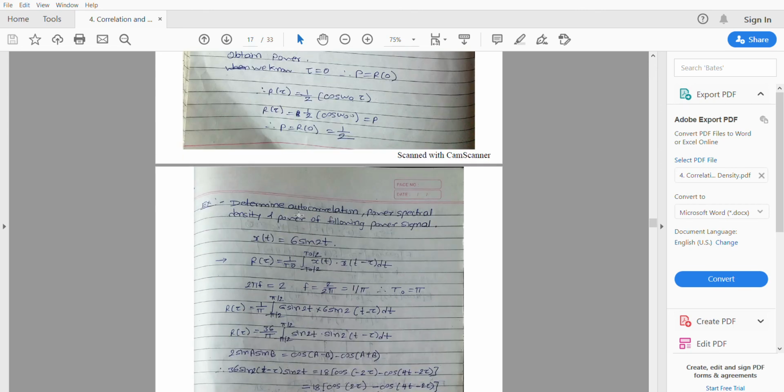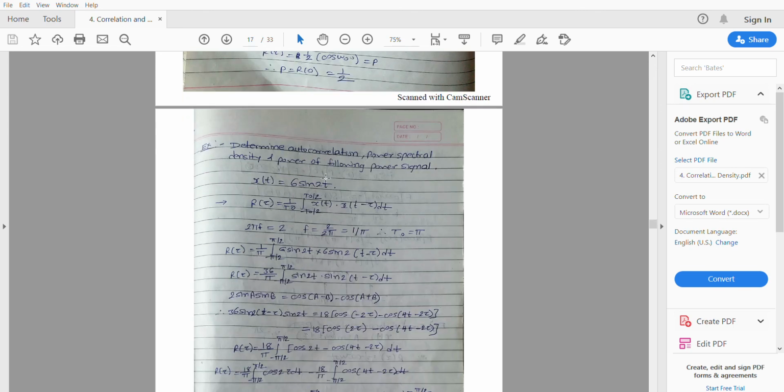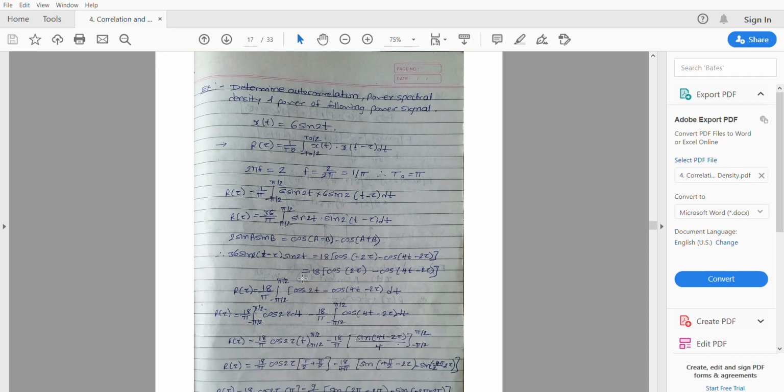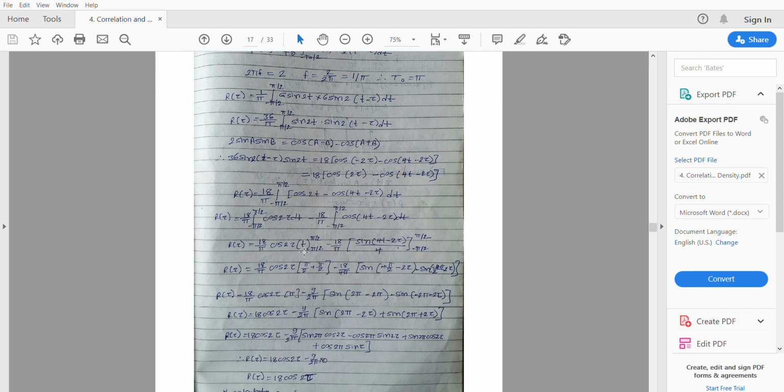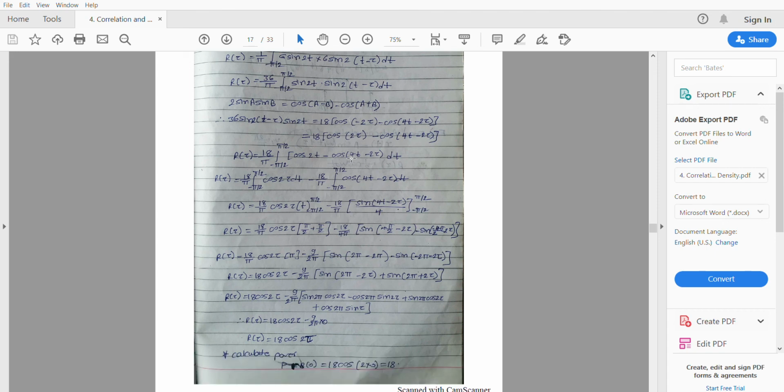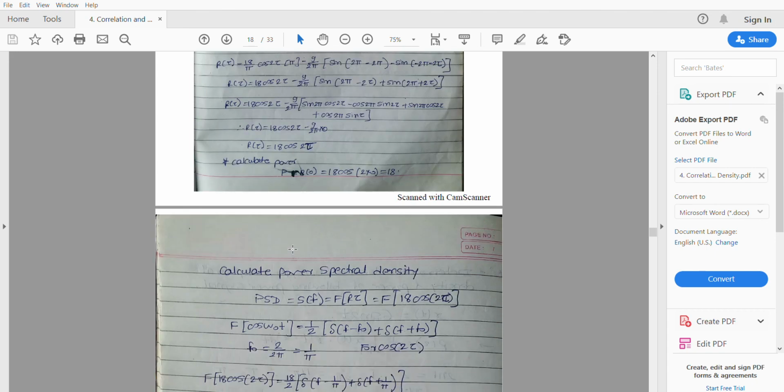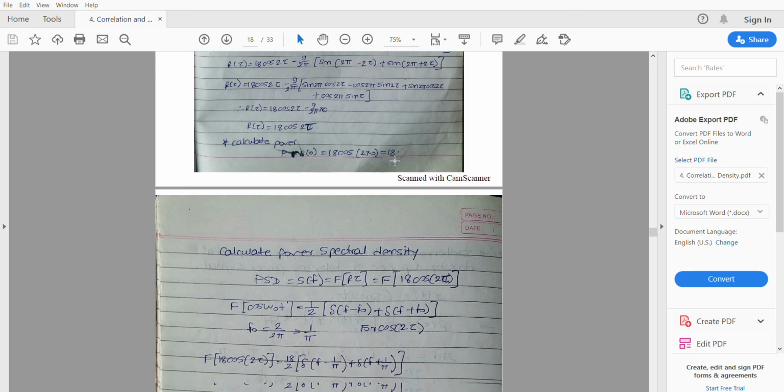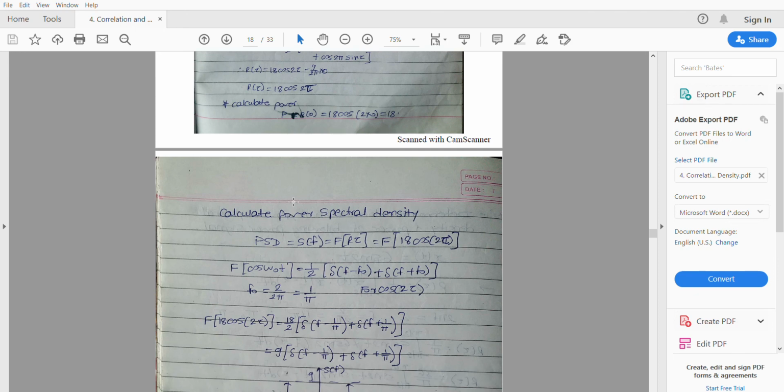The next numerical is the same. Now, in place of that, the question is 6 sine 2t. The entire process to solve this numerical is similar to the previous numerical. I solved each and every step in detail, so go through it. Again we find the autocorrelation function, substitute tau equal to 0, and find the total power. Now in the same numerical we also calculate the power spectral density.